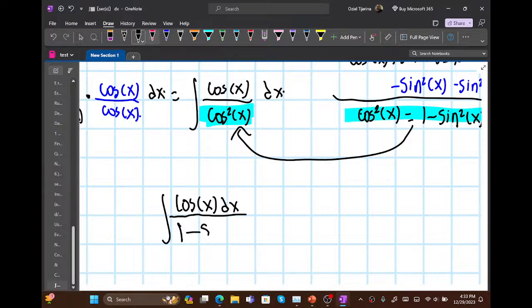Now, we're going to write this as 1 minus sine squared of x. So it's going to look like this, right?